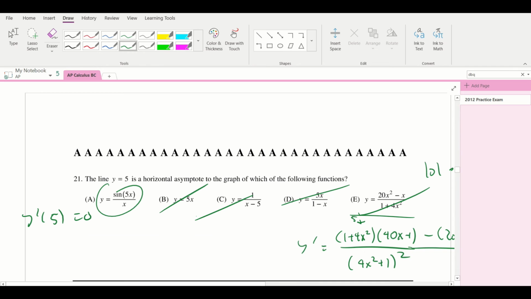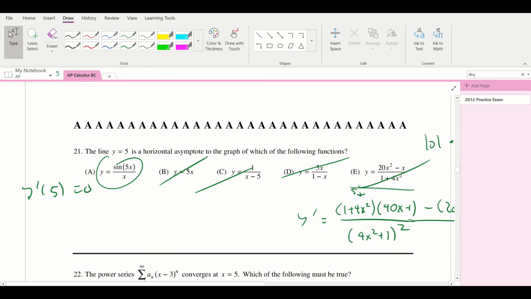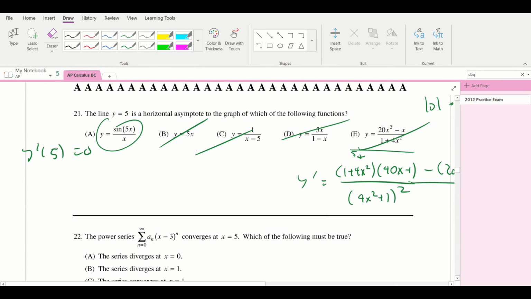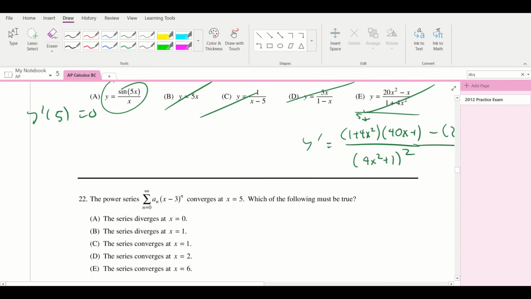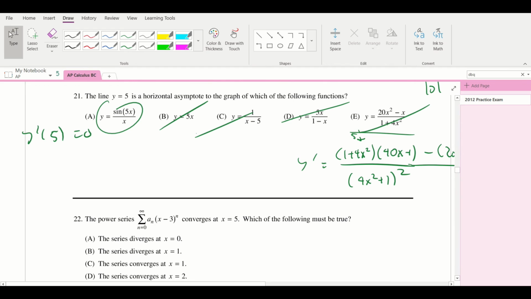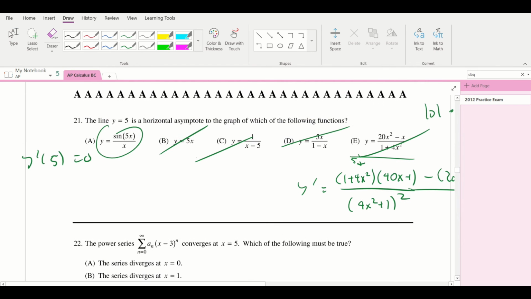Sorry, by elimination, it's going to be A. But yeah, by elimination it's going to be A. All right. It turns out I actually did this problem wrong. I completely misunderstood it. I don't know what is happening.